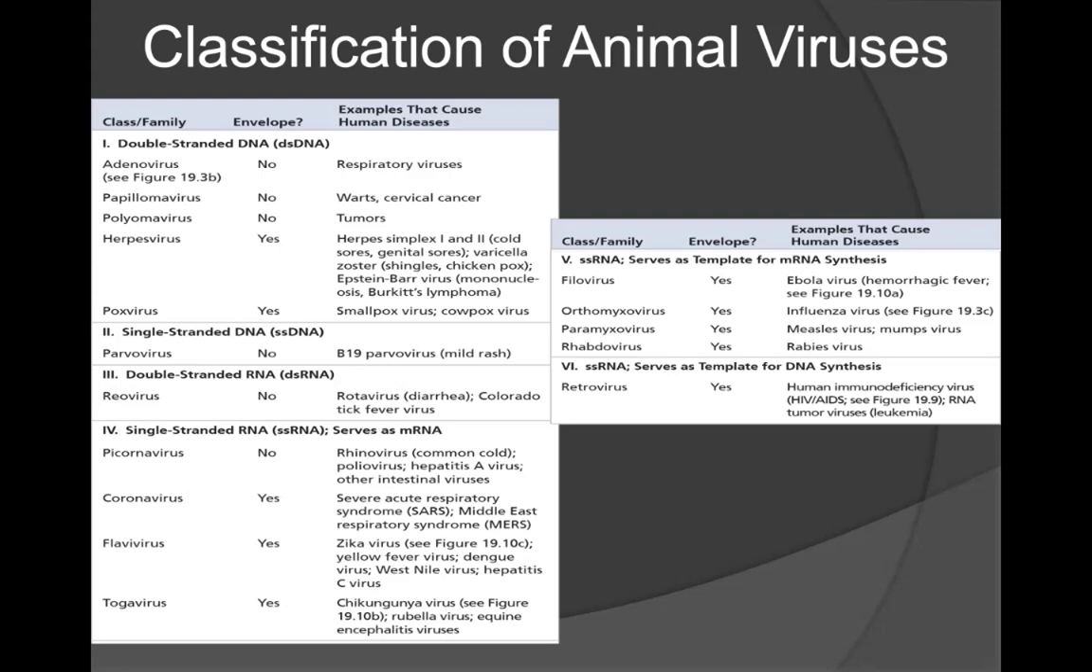However, in this case, these viruses would be serving as a template for mRNA synthesis. This means that the single-stranded RNA in the virus would have to be modified in order to create the mRNA for translation. Finally, the sixth class of viruses includes single-stranded RNA viruses once again. However, in this case, the single-stranded RNA serves as a template for DNA synthesis. This DNA sequence would then be integrated into the host cell genome. This is common for retroviruses, such as HIV.